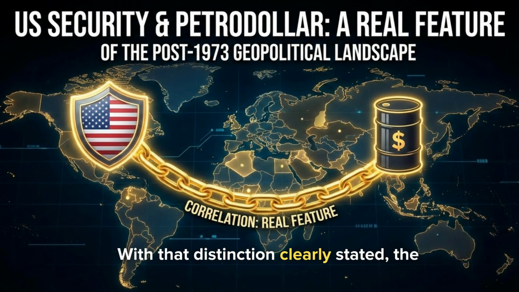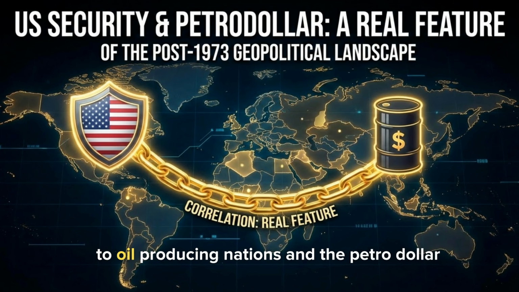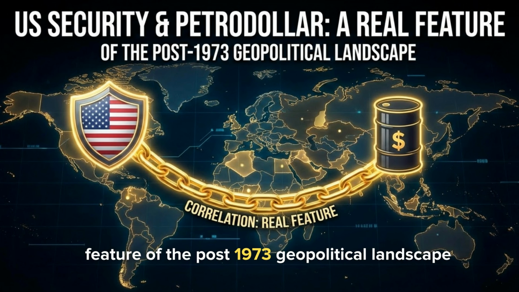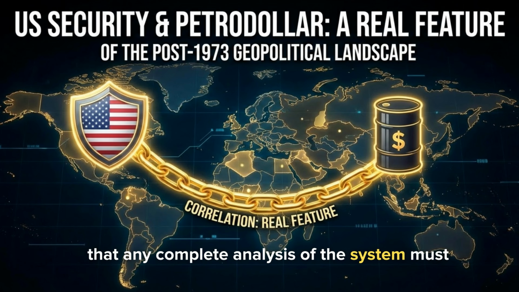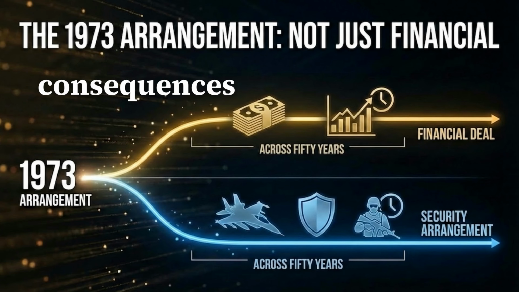With that distinction clearly stated, the correlation between U.S. security commitments to oil-producing nations and the petrodollar arrangement those nations anchor is a real feature of the post-1973 geopolitical landscape that any complete analysis of the system must acknowledge. The 1973 arrangement was not just a financial deal, it was a security arrangement with financial consequences, and the security dimension has been maintained and developed across 50 years in parallel with the financial one.